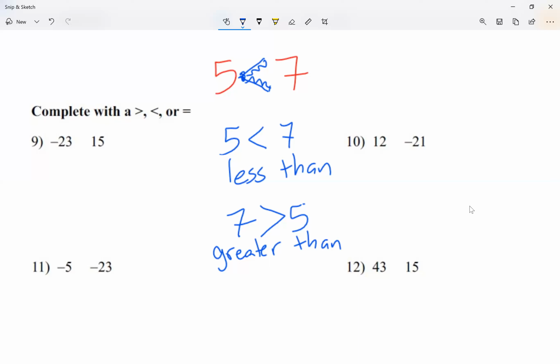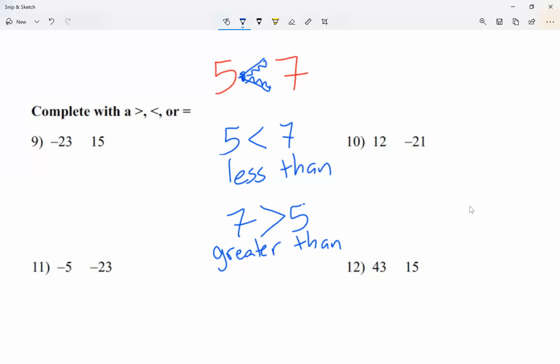Now here it says complete with a greater than, less than, or equal sign. Okay, some of my numbers might be equal. So we're going to compare it. Now I have negative 23 and positive 15. Negatives are always smaller than positives. In this case, I have a negative 23 and a positive 15, and I just said negatives are smaller than positives. So 15 is the biggest number.